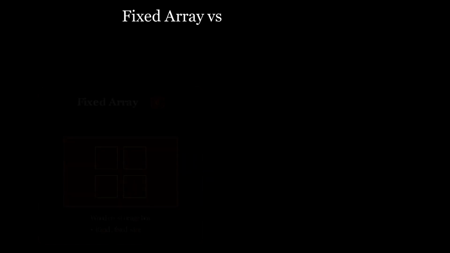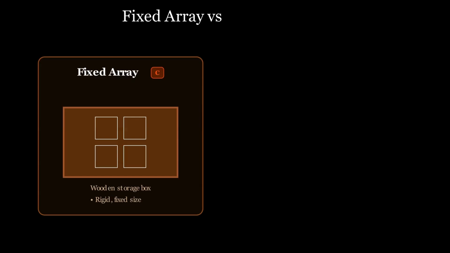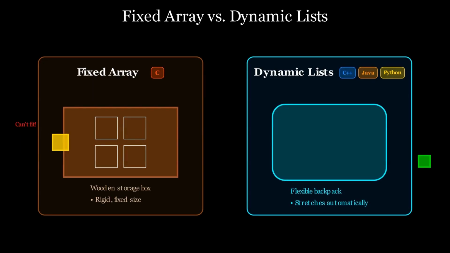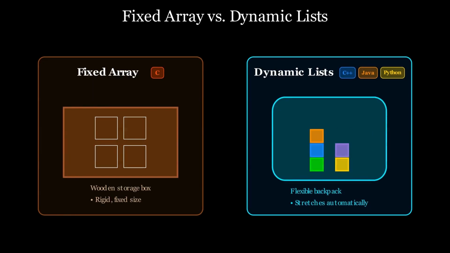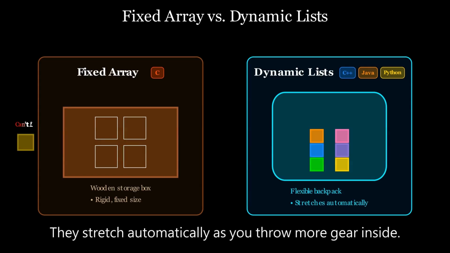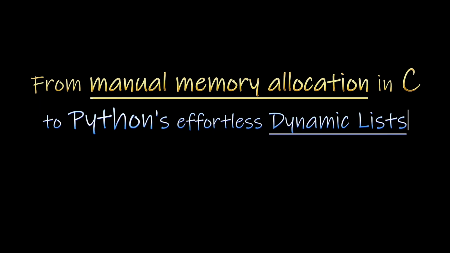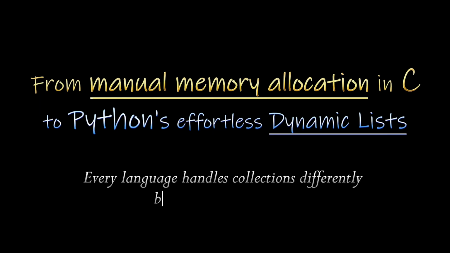The analogy bridge. Think of a fixed array in C like a wooden storage box. Once it's built, you can't make it bigger without building a whole new box. Dynamic lists in C++, Java, and Python are like flexible backpacks. They stretch automatically as you throw more gear inside. From manual memory allocation in C to Python's effortless dynamic lists, every language handles collections differently based on its core design.